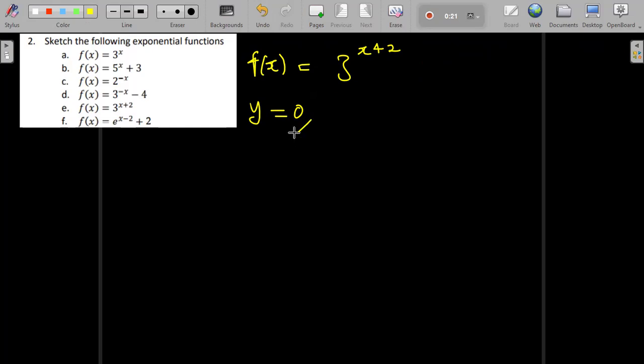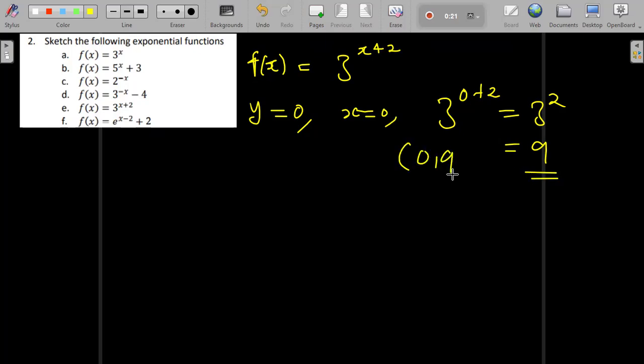Okay, but now let's find the y-intercept. For the y-intercept, we said x should be equal to 0. So it means 3 to the power 0 plus 2, which is just 3 to the power 2, which is 9. So my y-intercept is at (0, 9).